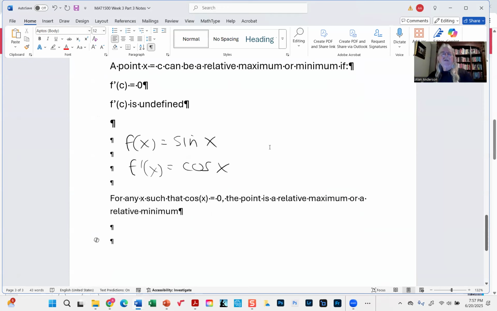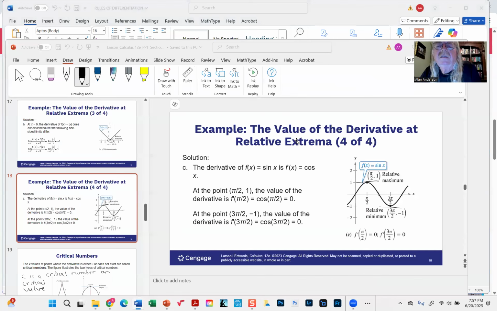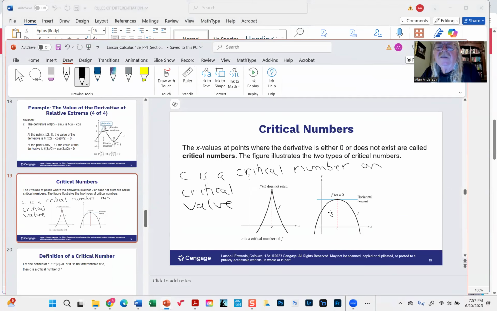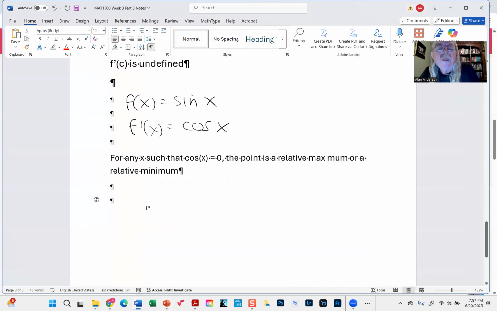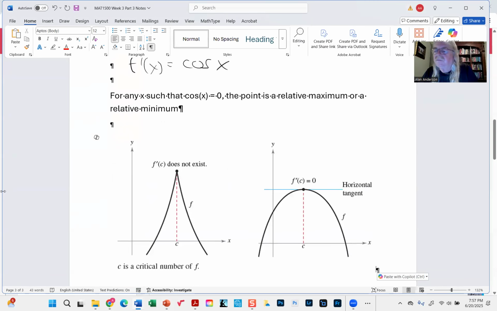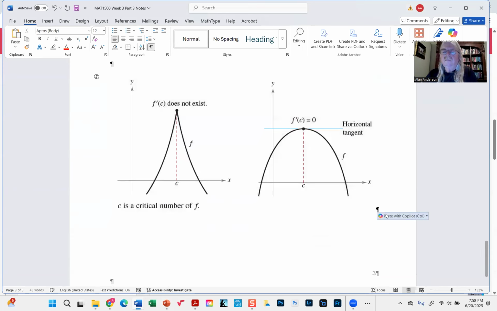So basically, what they're going to do now to summarize this is show us these two graphs, and they're showing us the new definition of something called either a critical number or a critical value. And so what they're basically showing us is that c is a critical number of the function f of x if one of two things is true.